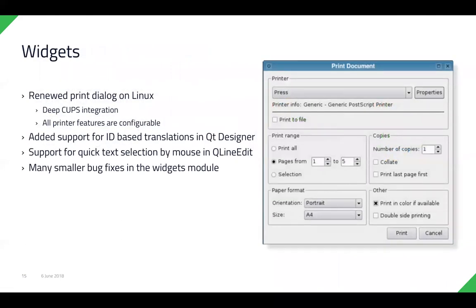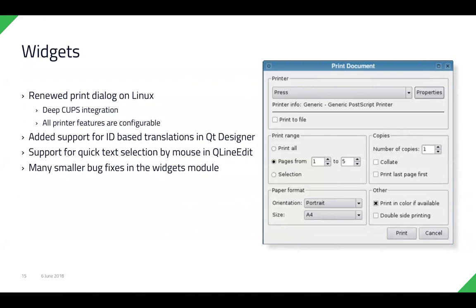On the widget side, we've been doing quite a bit of work now, and we've been taking a lot of maintenance work in there. One of the good new features is that we have gotten a completely renewed print dialog on Linux, thanks to our partner KDAB, who has been working on that one, where we have now gotten a very deep and full CUPS integration into the Unix printing system, where you can really configure all printer features now from the print dialog and do everything that you need to do there. So printing on Linux should be really vastly improved with that one.